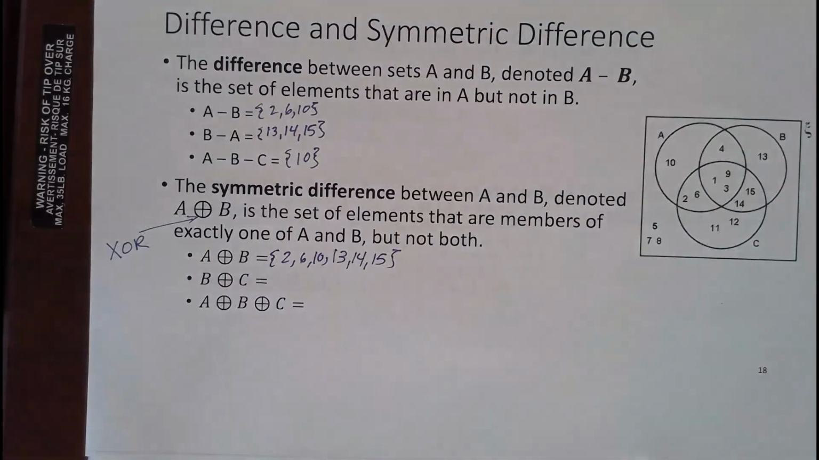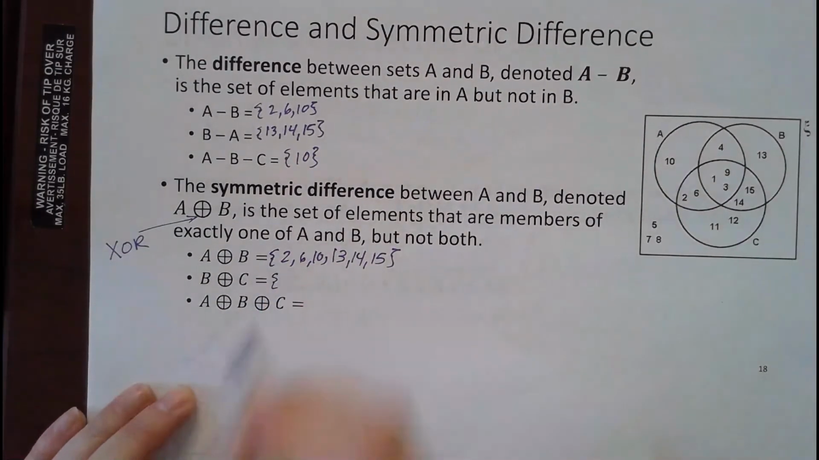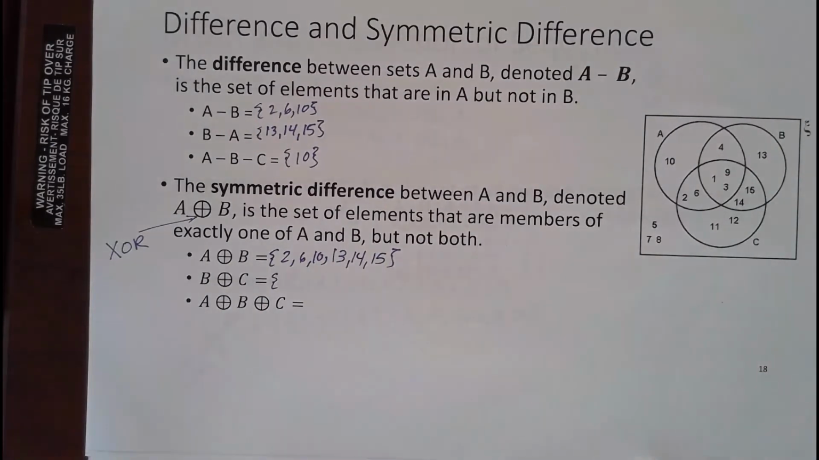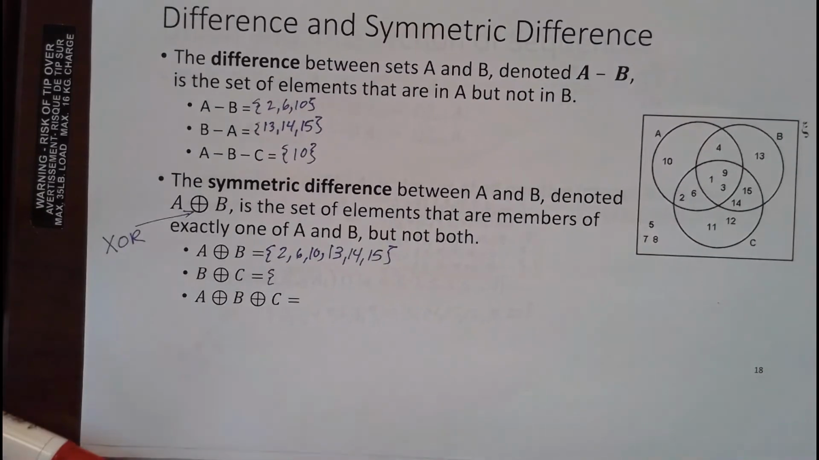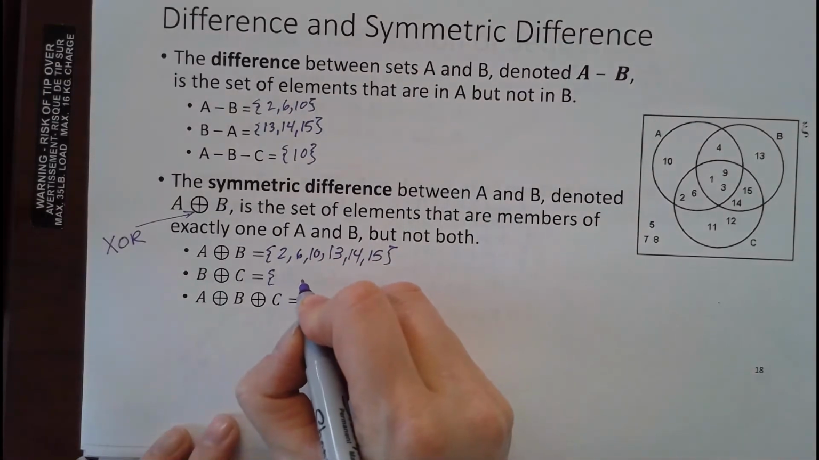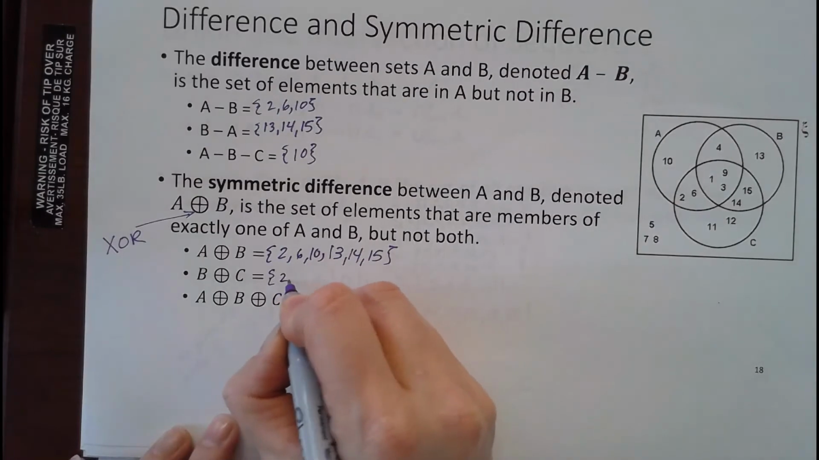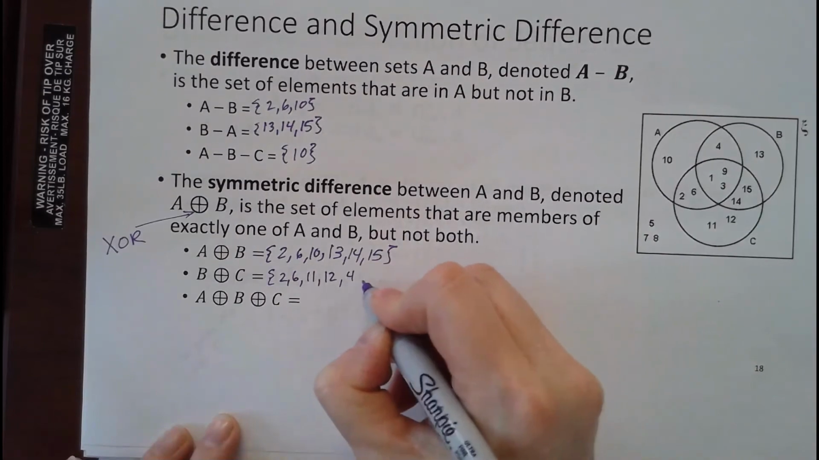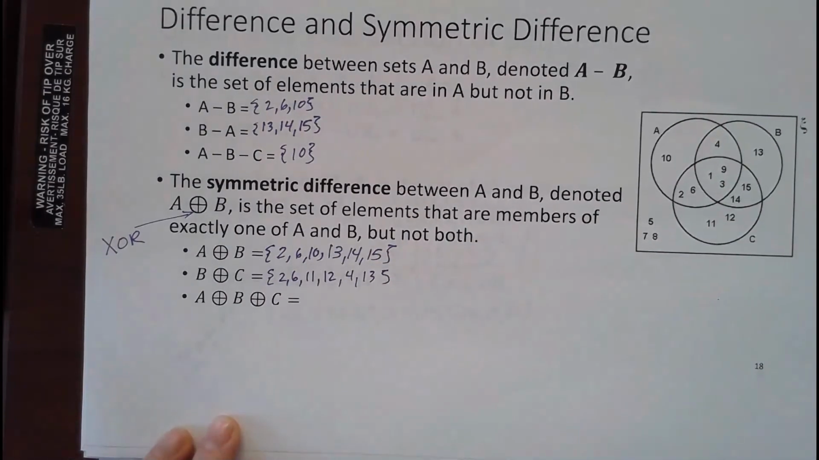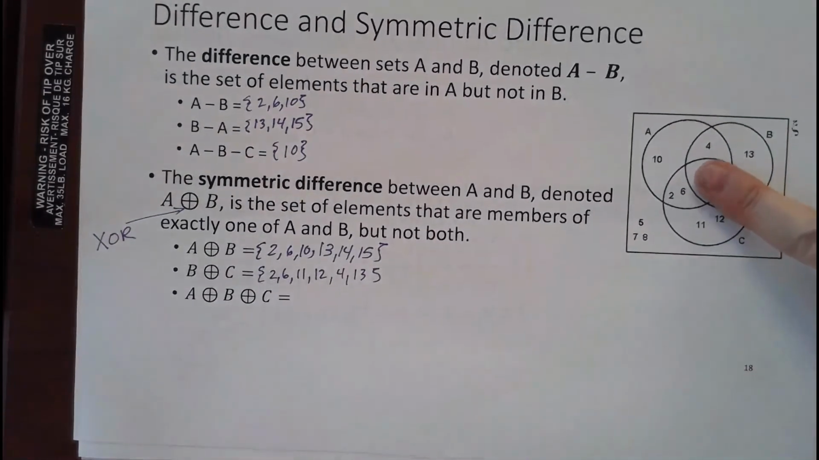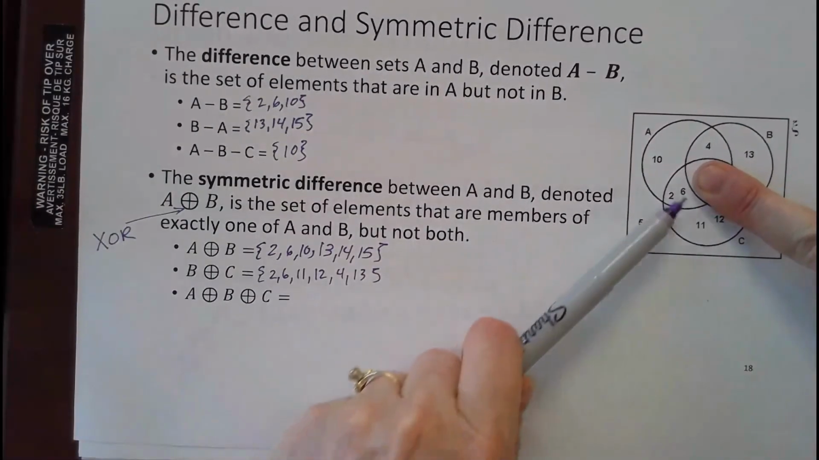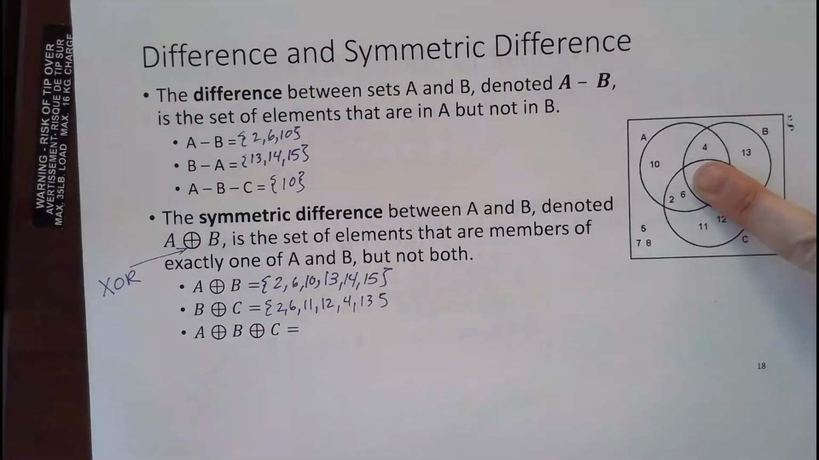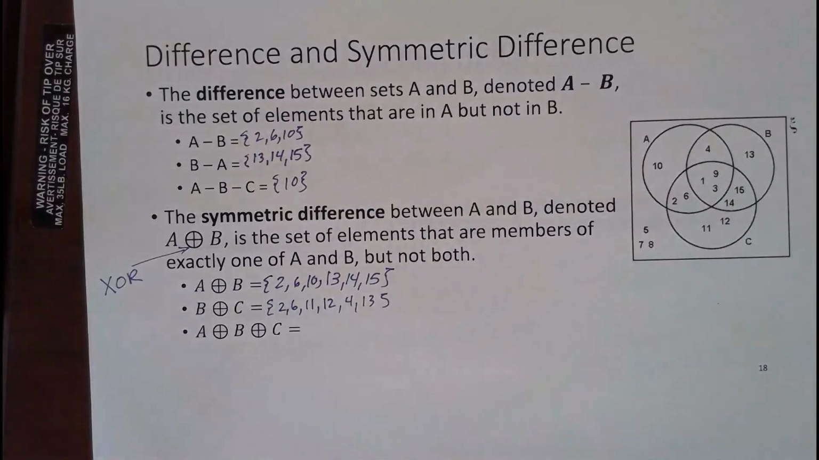How about B and the symmetric difference of B and C? What's in B or C, but not both? Okay, here 11, 12. 2, 6. Okay, 2, 6, 11, 12. 4 and 13. Okay, good. So get rid of all this stuff that's in both of them, right? And the stuff that's only in C and only in B. All right, the next one's a little bit trickier.